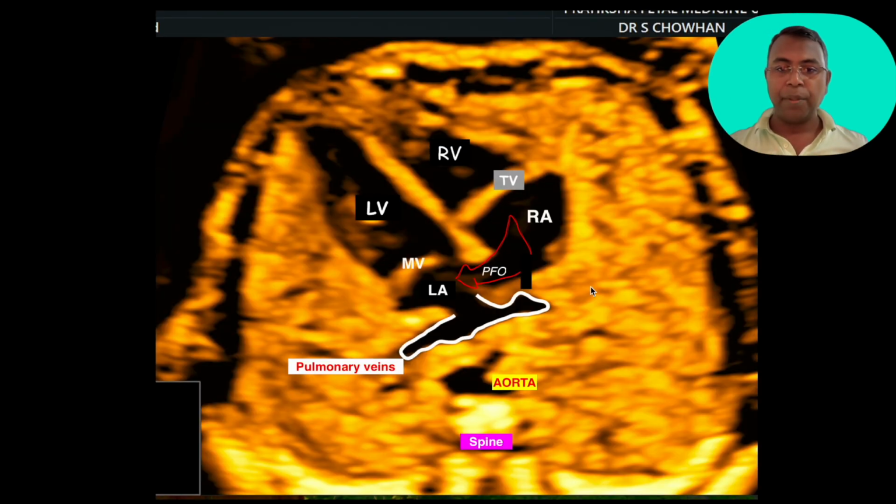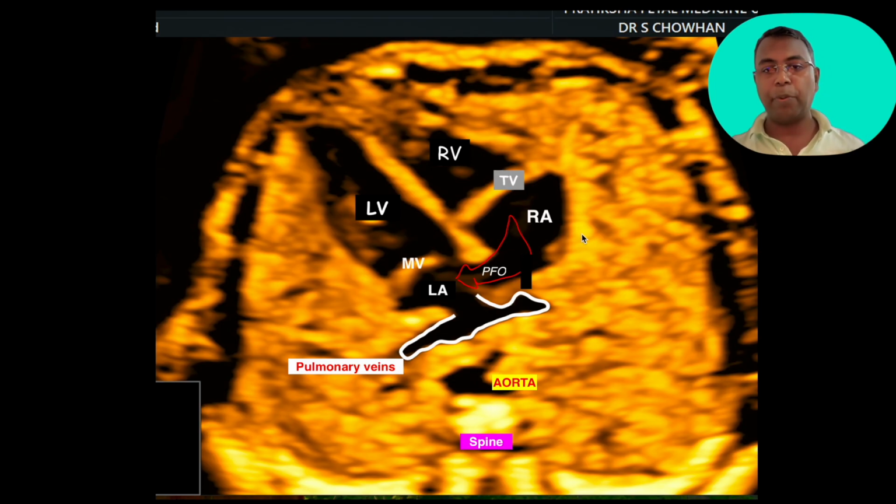Next, we obtain the four chamber view, but we will not jump directly into the four chamber. We start with the spine, then aorta, then we see the pulmonary veins draining into the left atrium, and the left atrium leads to the left ventricle via the mitral valve, and this is the right atrium, this is the tricuspid valve and the right ventricle.